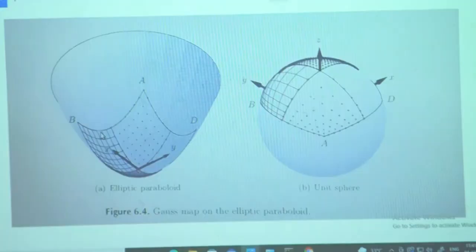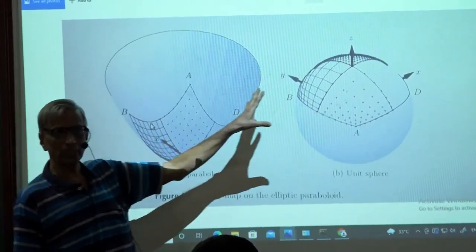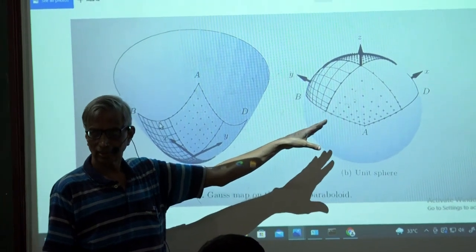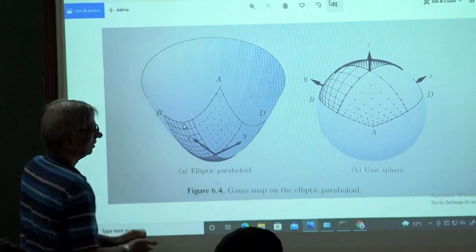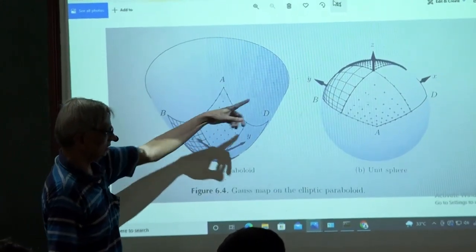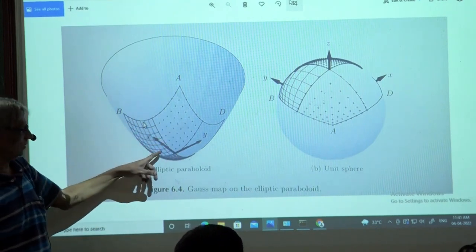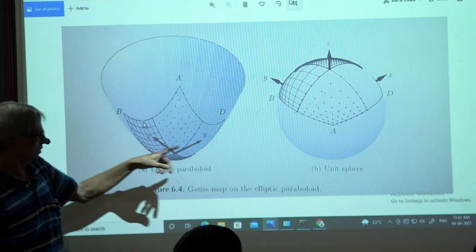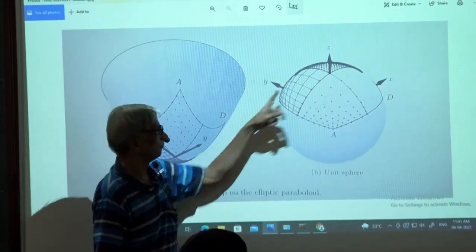Okay, we can look at the picture there, for example. So we had the hyperbolic paraboloid. So here it is the elliptic paraboloid. So this is the surface. So this is the corresponding picture on the sphere, right? See, the regions are appropriately shaded there. So points here map to the points here by the Gauss map and so on. Okay.